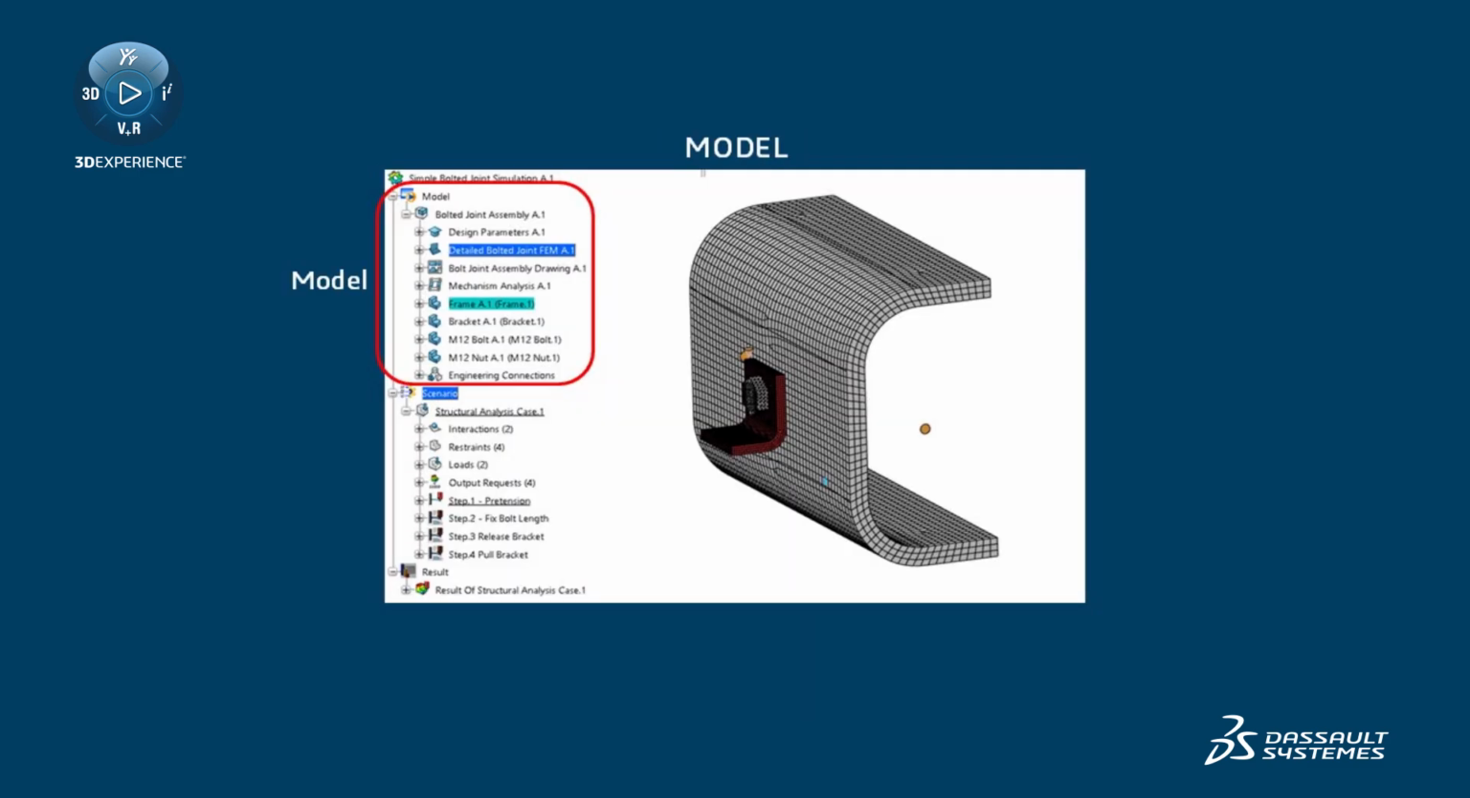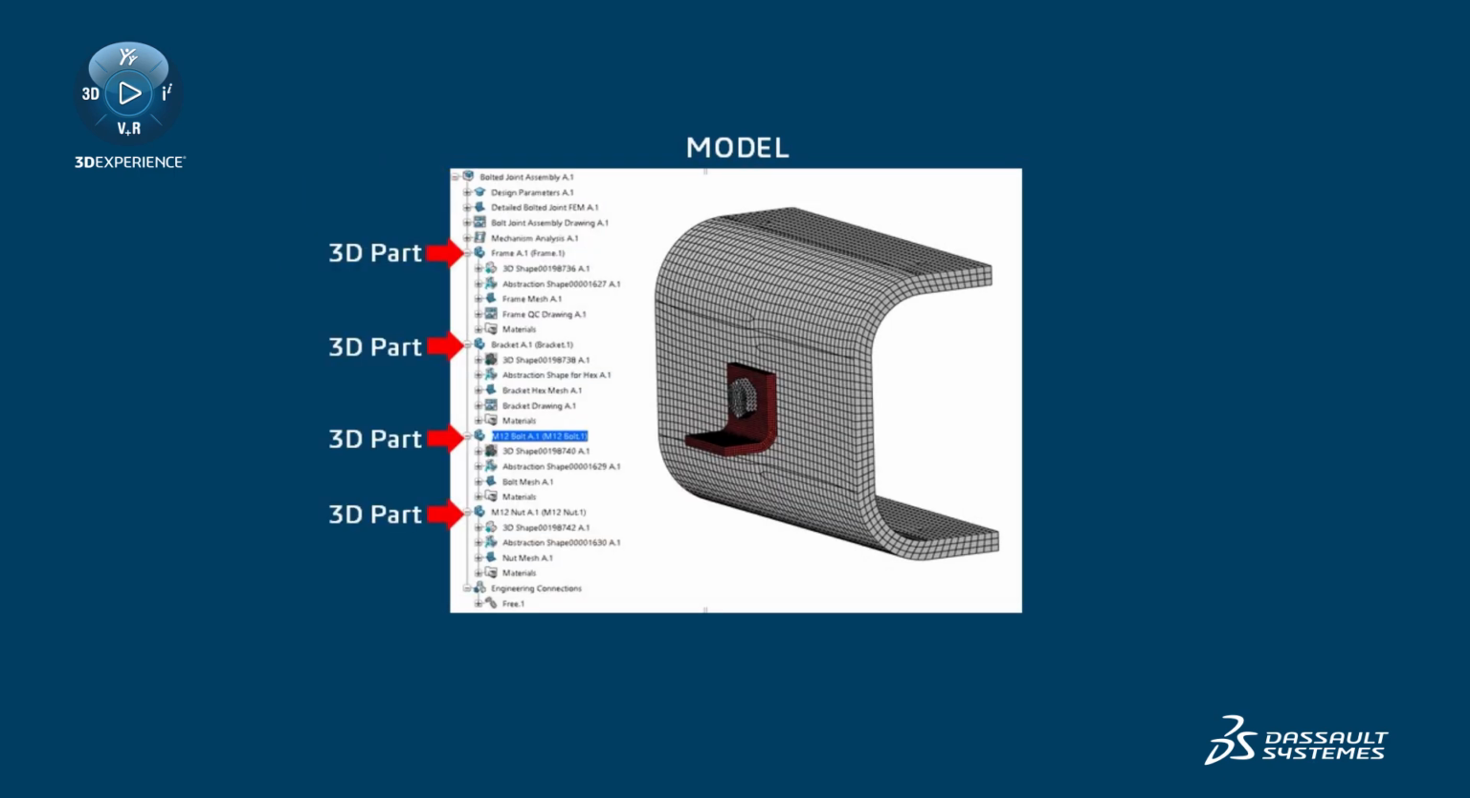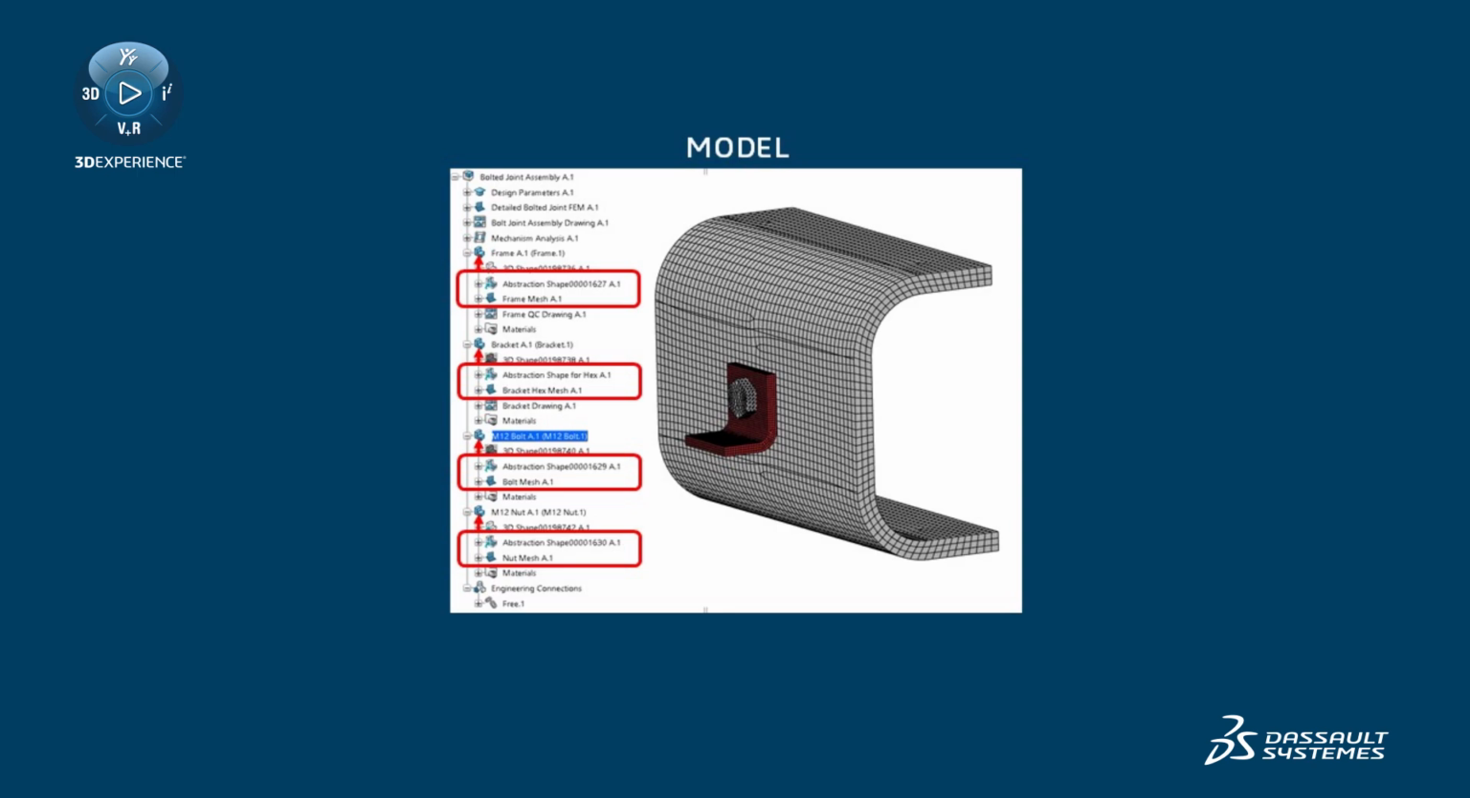The simulation model includes all of the items associated with the physical product, including 4 3D parts, each with a single 3D shape. A material is assigned to each of the parts. Underneath each 3D part, there is also an abstraction shape and finite element model. Finally, there is an assembly-level finite element model under the physical product. The other items like drawings and mechanism analysis are not relevant to performing CFD or finite element analysis.